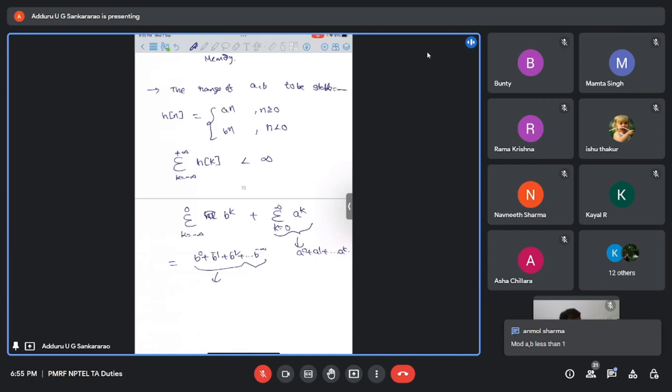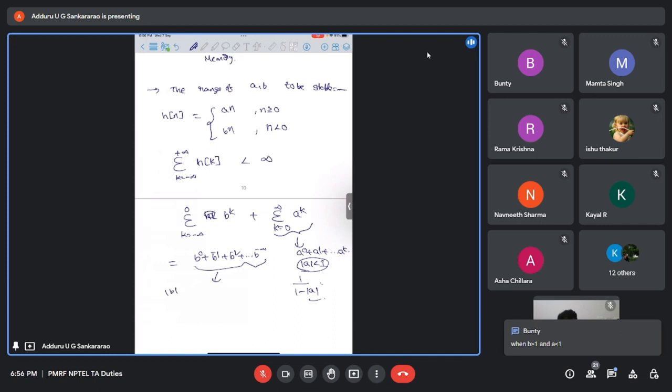Suppose mod a is less than 1, then it is a GP, right? If mod a is less than 1, it is a GP. What will happen? It is 1 by 1 minus a, the sum of a GP with infinite terms. Okay, this is a finite quantity.